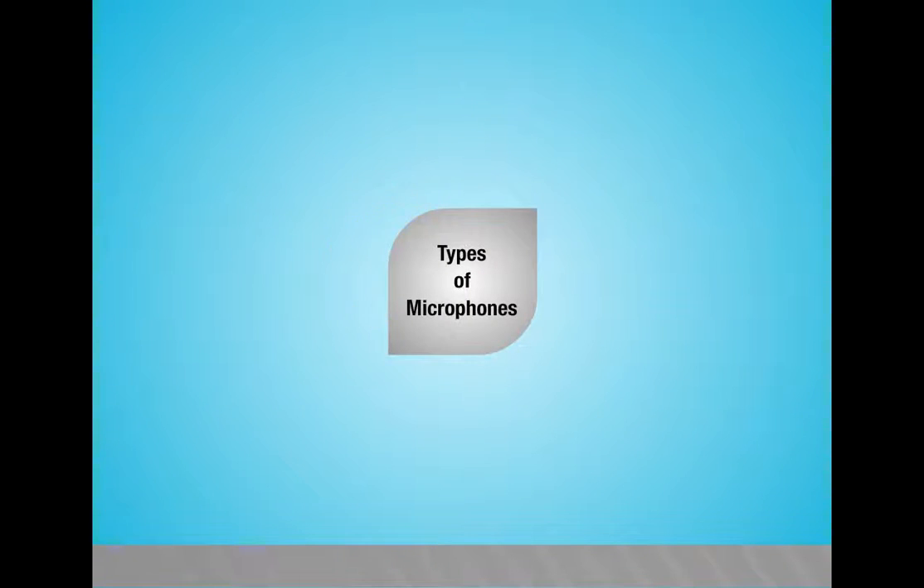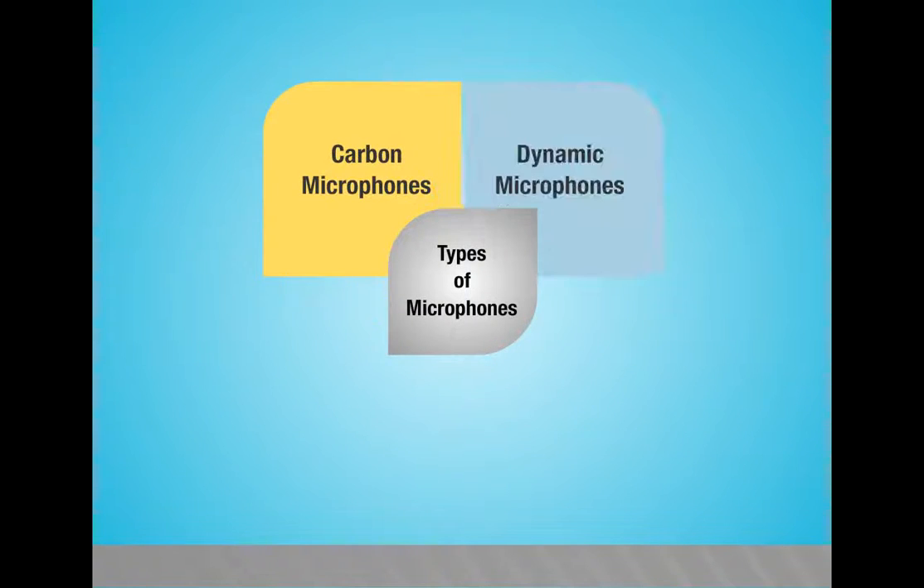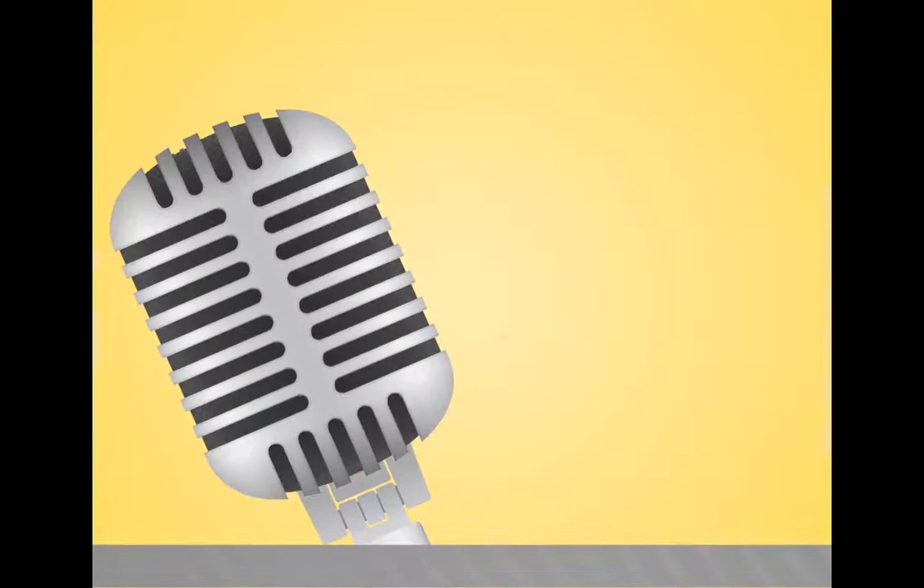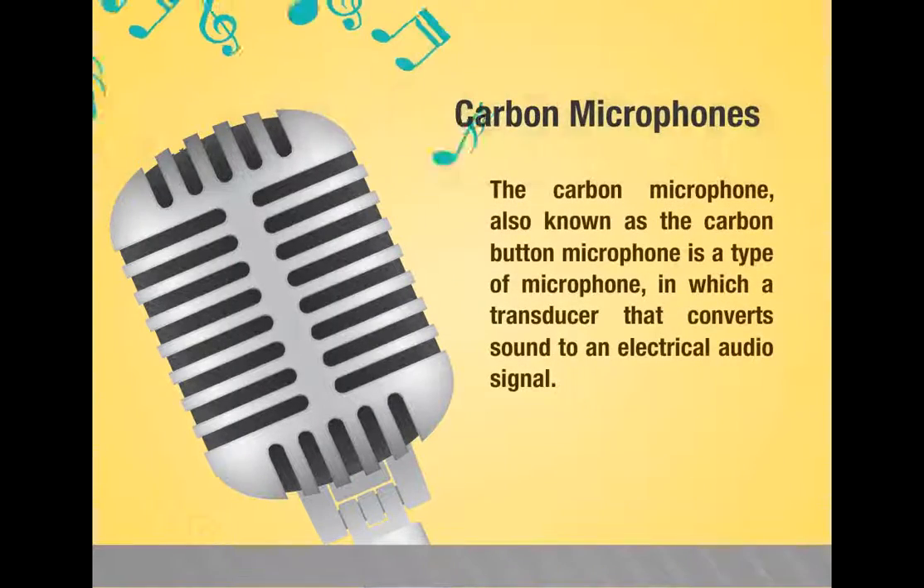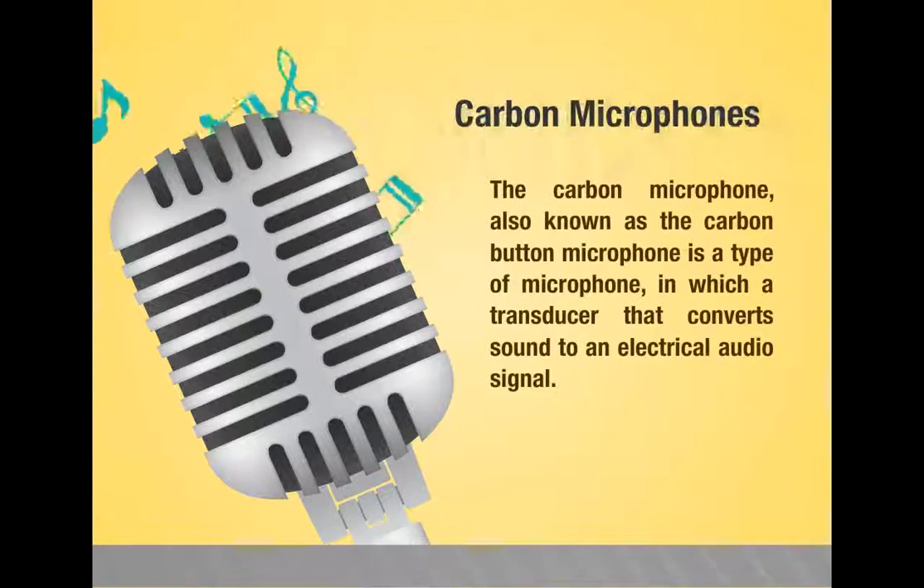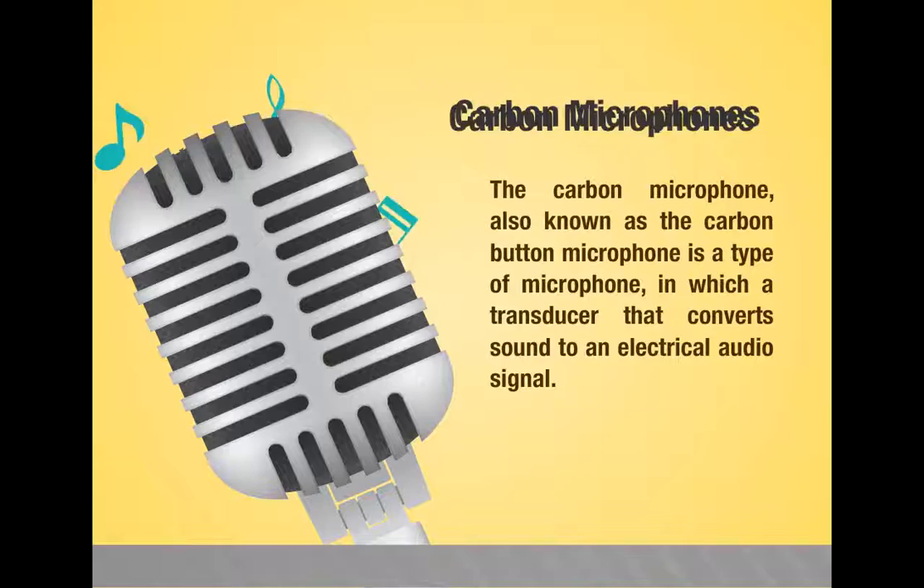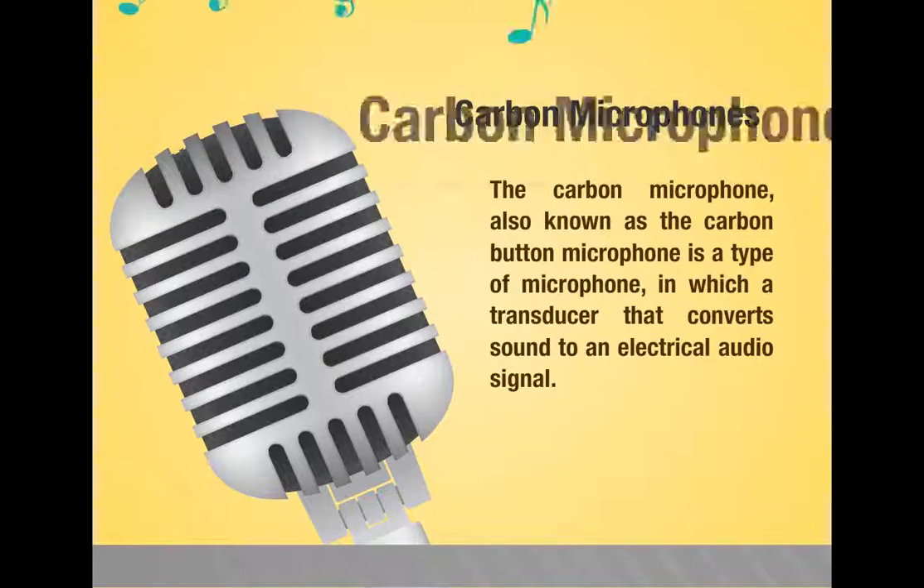Types of microphones: carbon microphones, dynamic microphones, ribbon microphones, condenser microphones. The carbon microphone, also known as the carbon button microphone, is a type of microphone in which a transducer converts sound to an electrical audio signal.